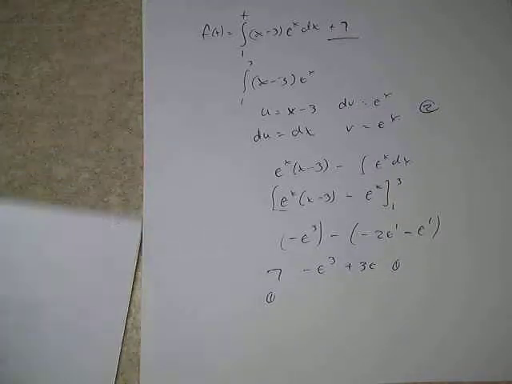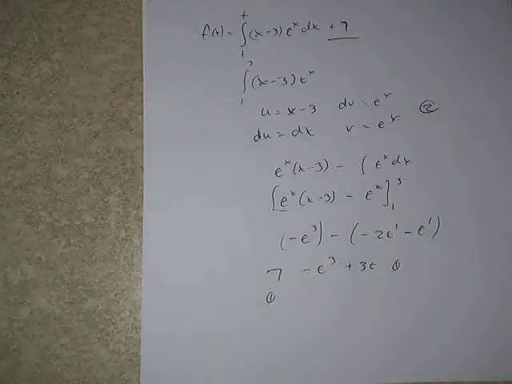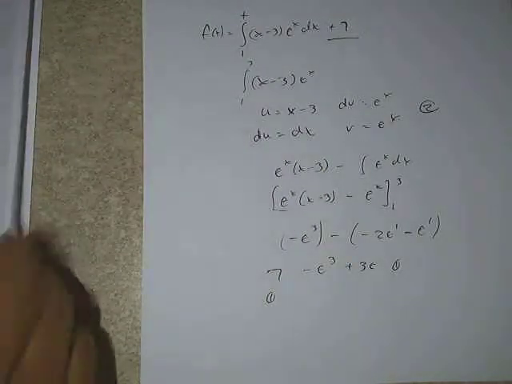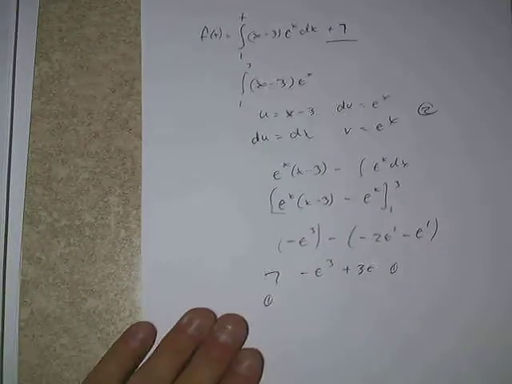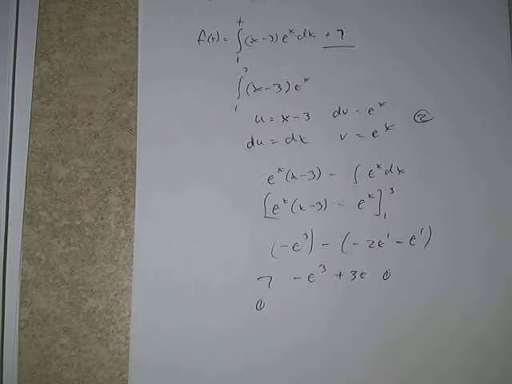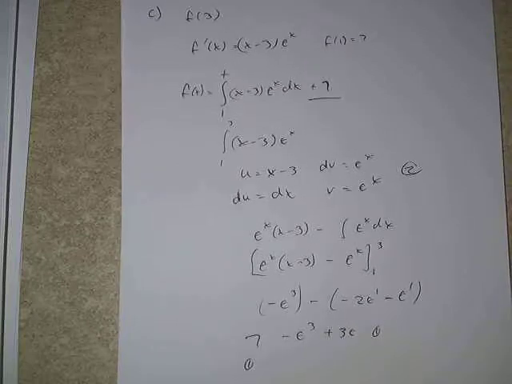Alright, 2 points for doing the integration by parts correctly. 1 point for making sure you recognize that the 7 has to be part of it, that we're adding a 7 to whatever we get when we do the integral. And then the final answer, the other point, 7 minus e to the 3 plus 3e. So we're just doing the integration by parts correctly, having 7. So the fourth point is.